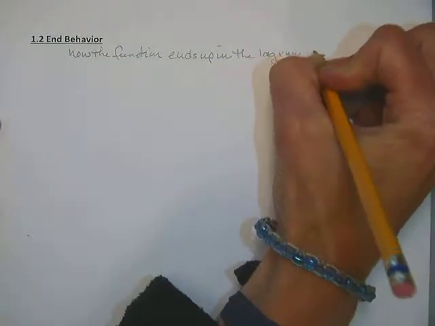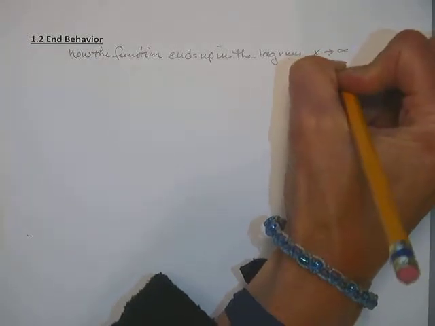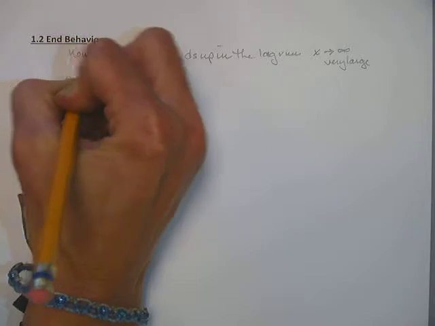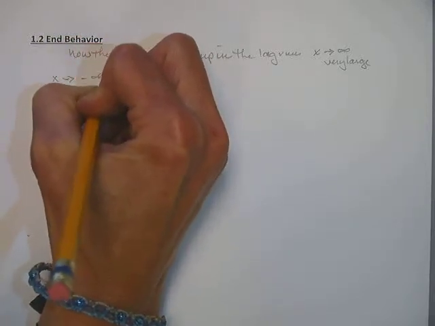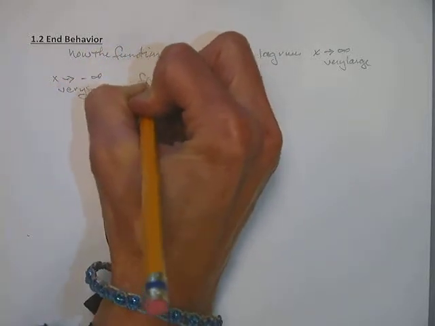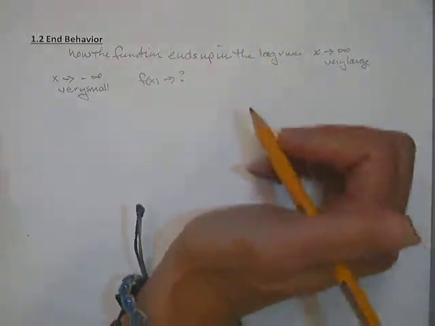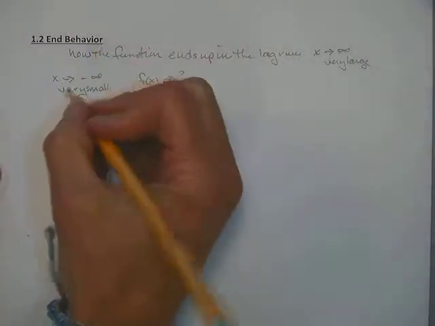That's going to be when x goes to infinity, as x gets very large, and as x goes to negative infinity, or when it gets very small. Where does the function go? What does f of x go toward? That's what we're going to take a look at, and I'm just going to go through some examples.